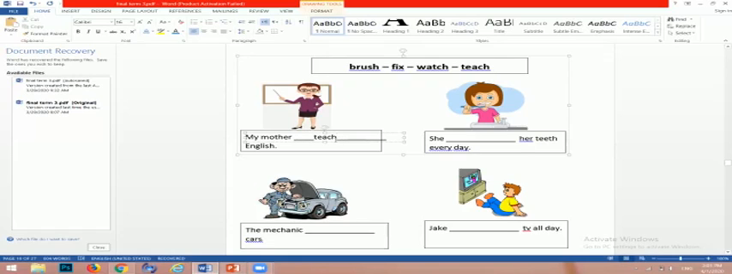So, okay? With I, you, we, they, we leave the verb as it is. We don't add anything. We don't add S or ES. Okay? But with he, she, or it, we add S or ES. It depends on the verb. If we have a verb that ends with O, CH, SH, SS, X, or Z, we add ES.